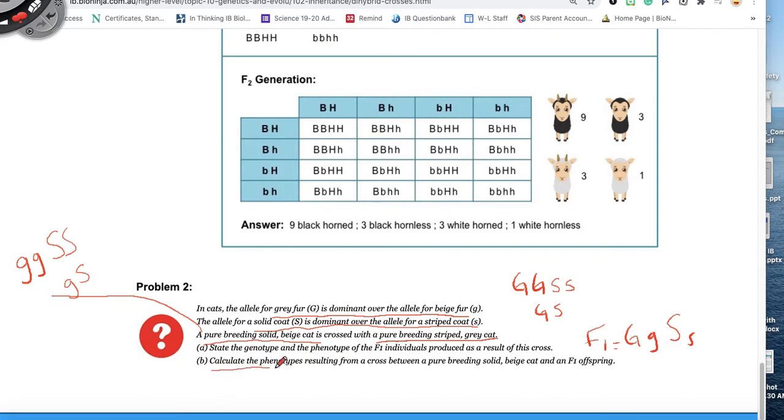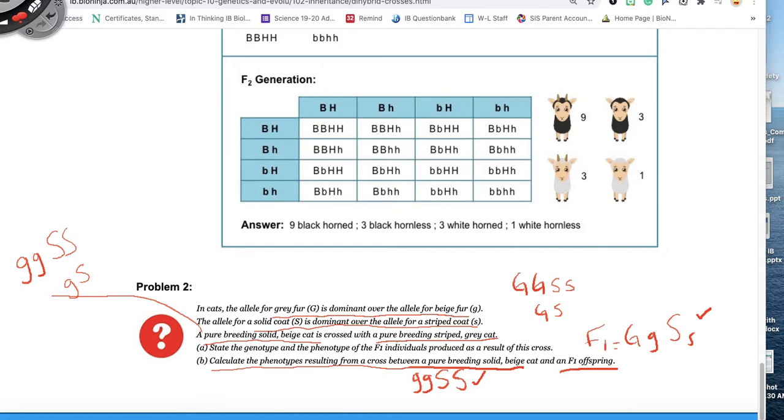But then I have to calculate the phenotypes resulting from a cross between a pure breeding solid beige cat. So the cat is beige and it's pure and it's solid, which is big S, and my F1 offspring. So you really have to pay attention to what the question is asking. So you're going to be crossing now this guy with one of the F1 generations. So back here, you crossed two F1 generations, but not here. All right, so just pay attention to what the problem is asking.